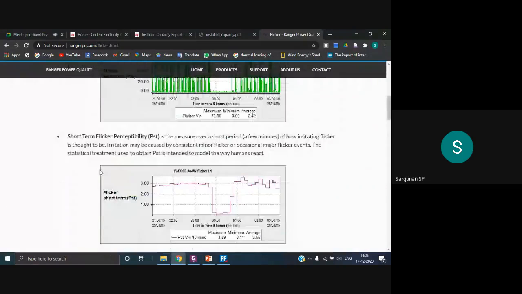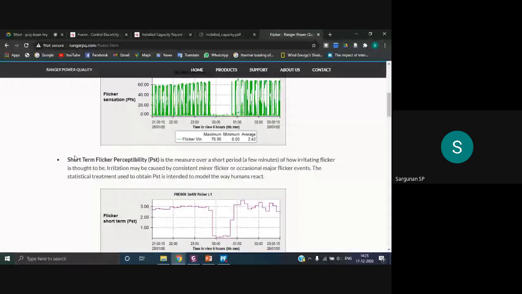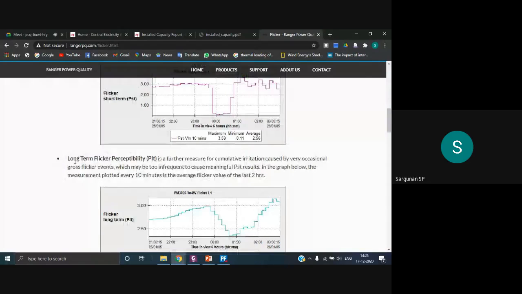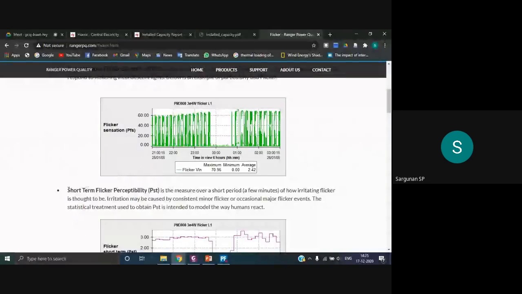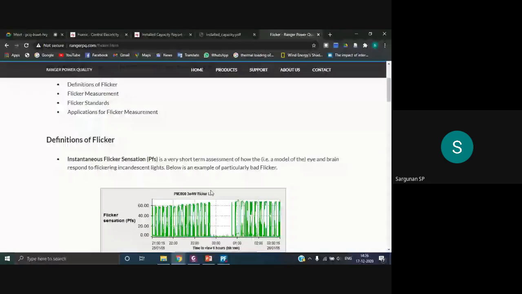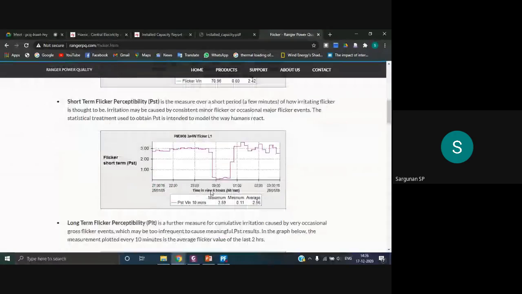The short term flicker is calculated for a very short period, about 10 minutes, whereas the long term flicker will be calculated for around 2 hours. So that is your short term and long term flicker. Mainly we'll be examining the short term and the long term flicker.